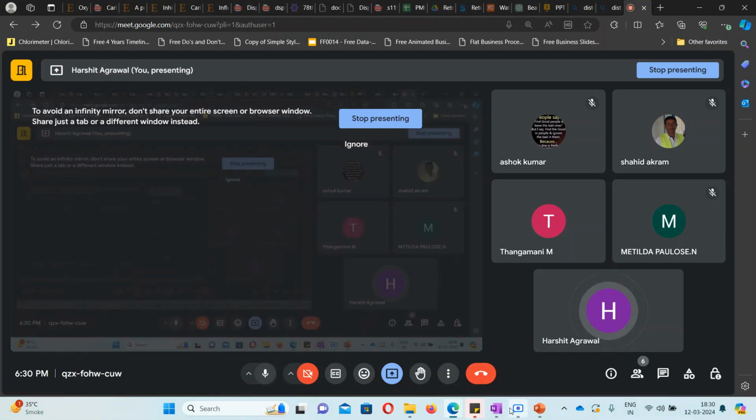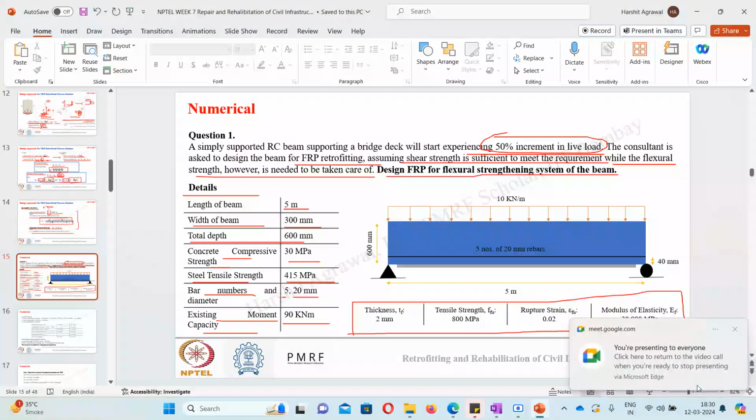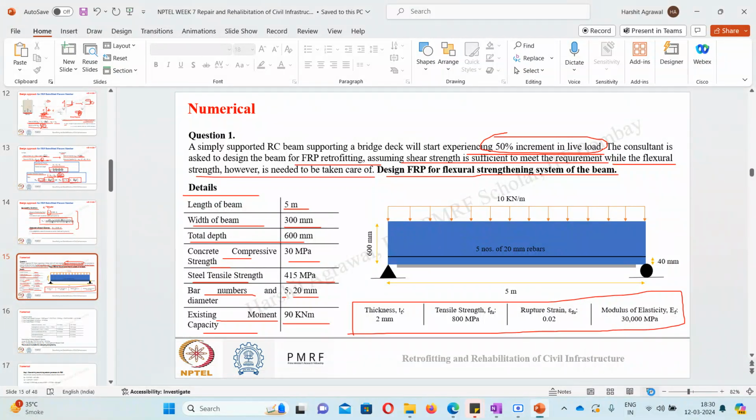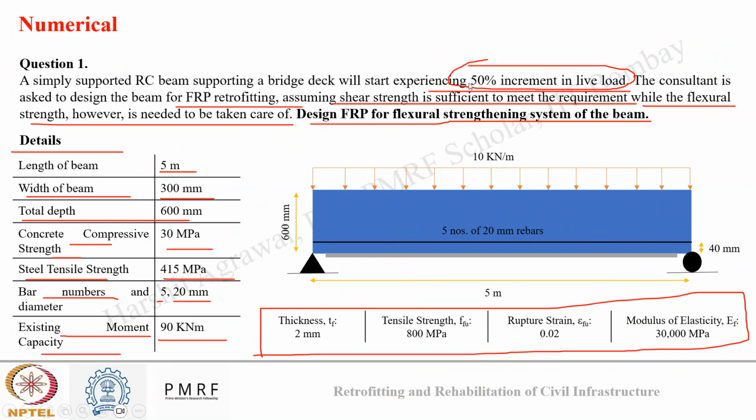Okay, let's see the solution now. So what all things were given to us in the question? We know that a total 50% increment in live load is happening. We know the details of the beam: length, width, depth, compressive strength of concrete, tensile strength of steel, number of rebars that were provided, and the existing moment capacity of the beam. And we know the properties of CFRP also. And it is mentioned the clear cover, the depth and the live load that is acting on the beam.